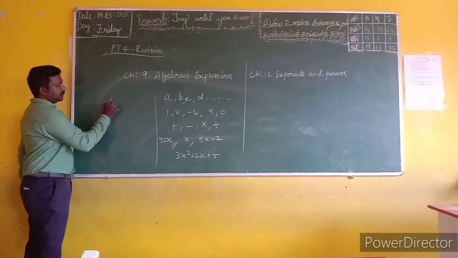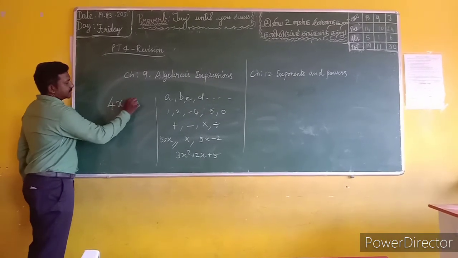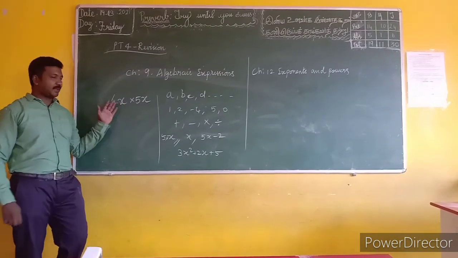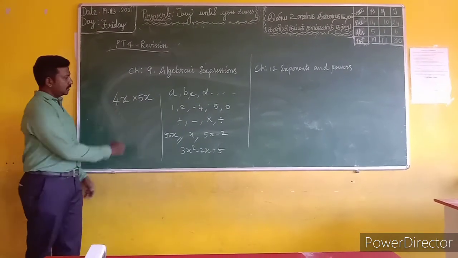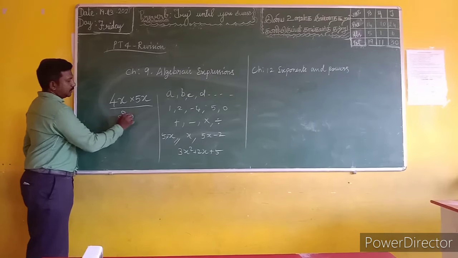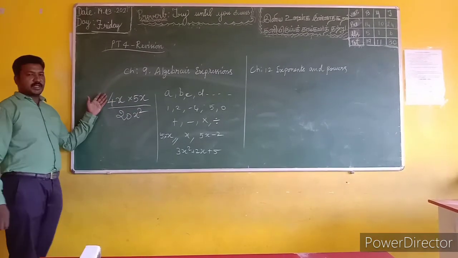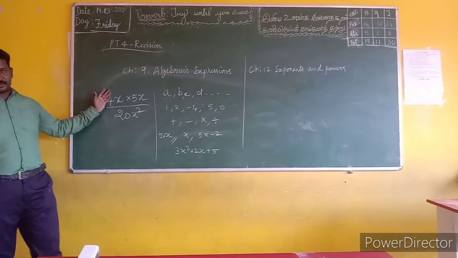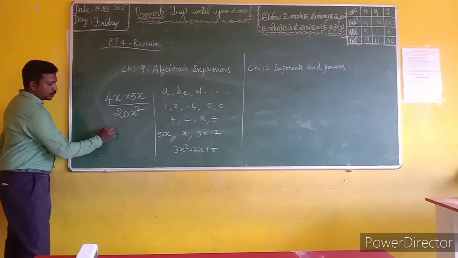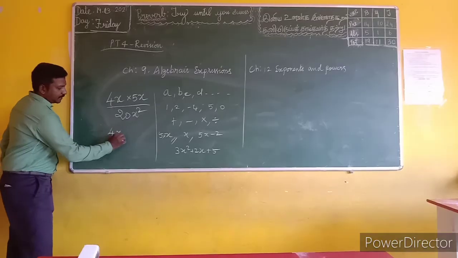So here we can do the operations like addition, subtraction using the expressions. For example, 4x into 5x. You can multiply the numerical values. 4 5s are 20. x into x, x square. So this is a multiplication of the monomials. If it is a monomial, what monomial? One binomial.